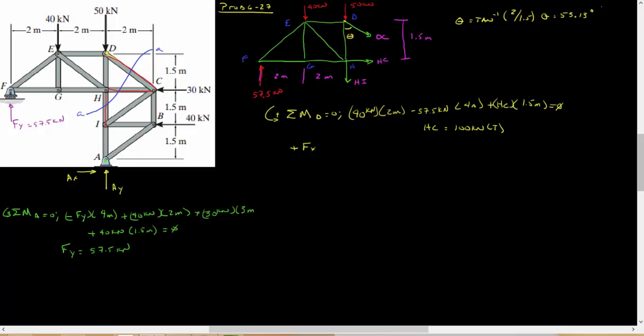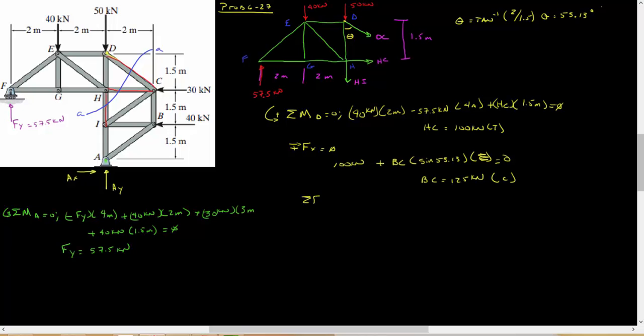If I sum my forces in the X equal to 0, now I have my HC, so now I can solve for my DC. If I sum my forces in the X, those are my only two in the X. So I can look at those two, which I would have 100 kilonewtons plus DC times the sine of 53.13 is equal to 0. I'm sorry, got ahead of myself there. DC is 125 kilonewtons, and that's in compression.